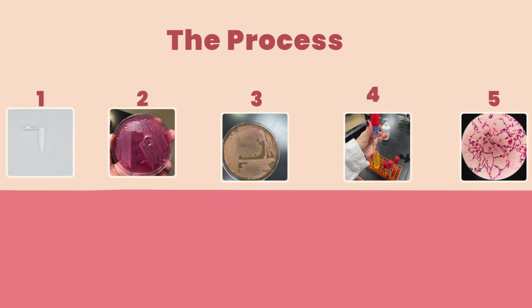So then we did sucrose and lactose tests. As number 4 is, as you can see, the color is yellow, which means it was positive. And then number 5, that is what E. coli looks like under the microscope.